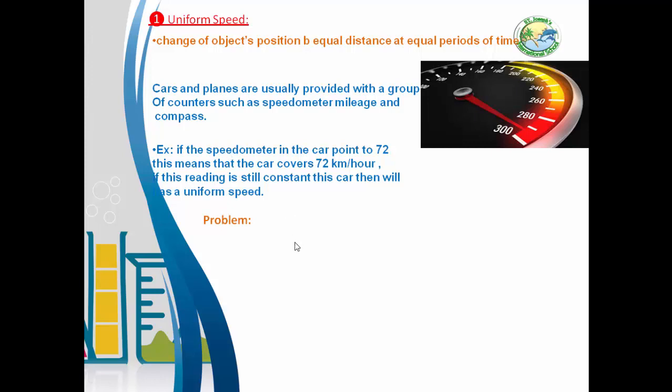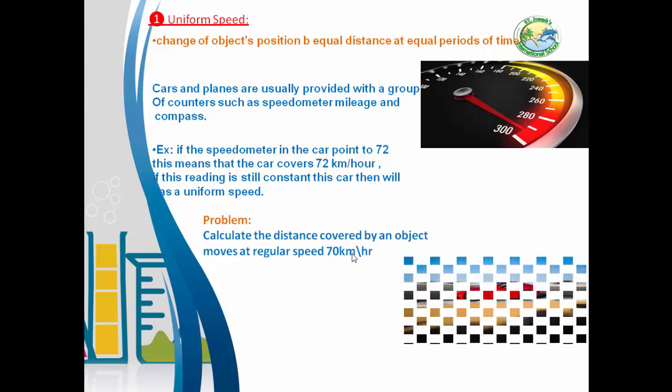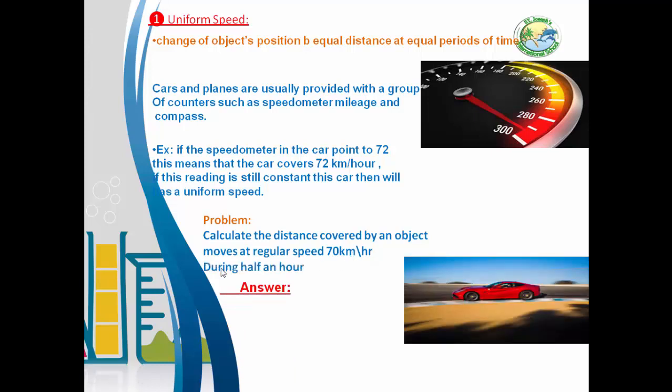For example, calculate the distance covered by an object that moves at a regular speed of 70 km per hour during half an hour. We have the speed and we have the time, and he is asking me to calculate the distance.